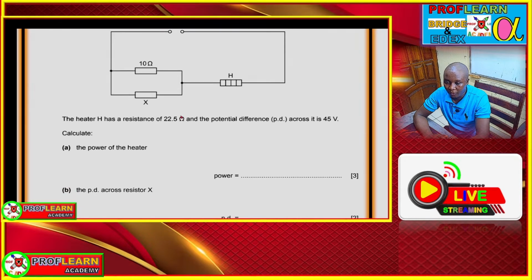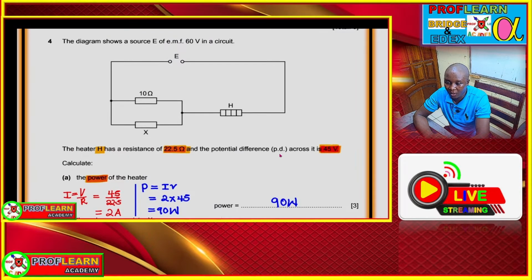Moving to question number 4, you have that circuit there. You're supposed to work out the power of the heater, and we are told that the potential difference across the heater is 45 volts. But also you need to remember that first we have to work out the current from voltage over resistance so that we know what current was in the heater, and that's going to give us 2 amperes. Once we have the current, we can now say power is equal to IV, which is going to be 2 times 45, and that's going to be 90 watts as the power of this heater.